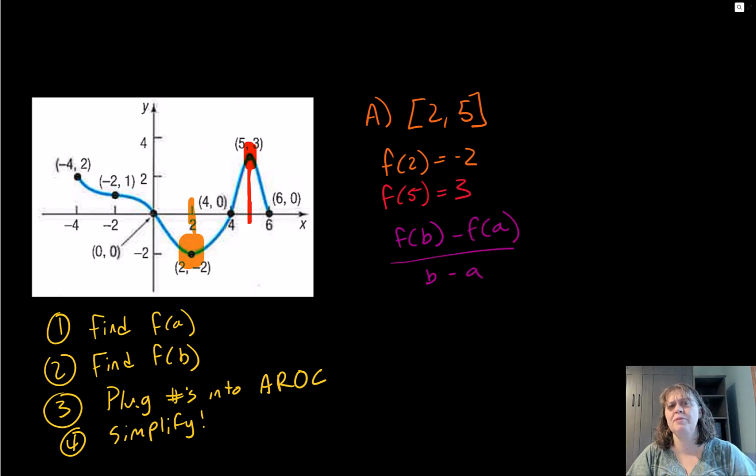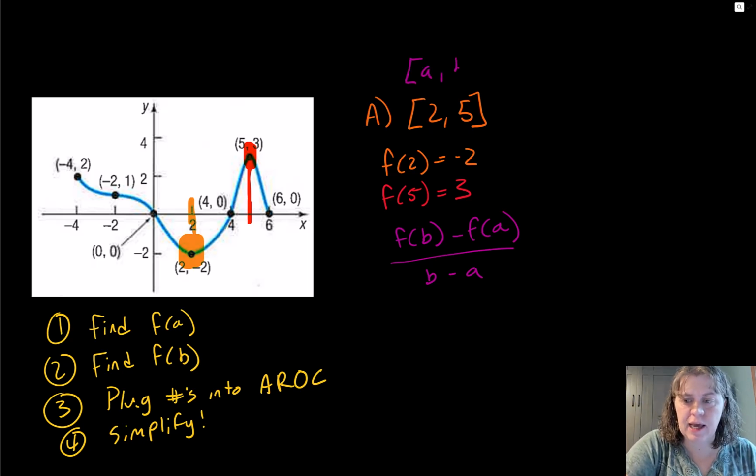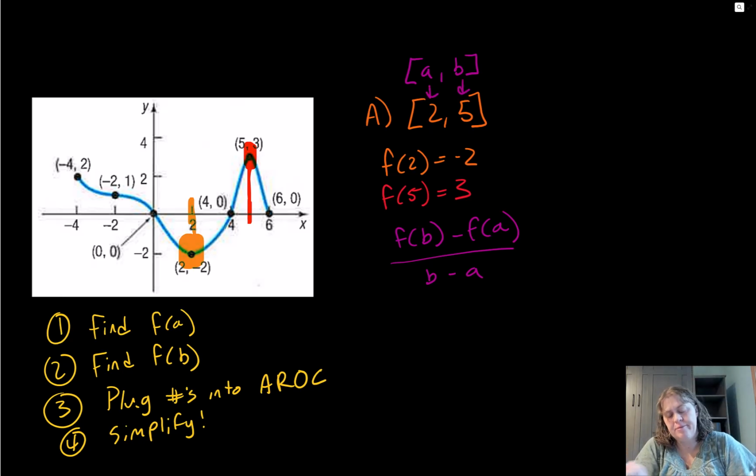Mrs. Norton, how do you know which one's b and which one's a? In the great grand scheme of things, in the mathematical rules, it doesn't really matter which one's a and which one's b. However, typically the interval goes a comma b. So this is my a and that's my b. So a is the first number, b is the second number on the interval.